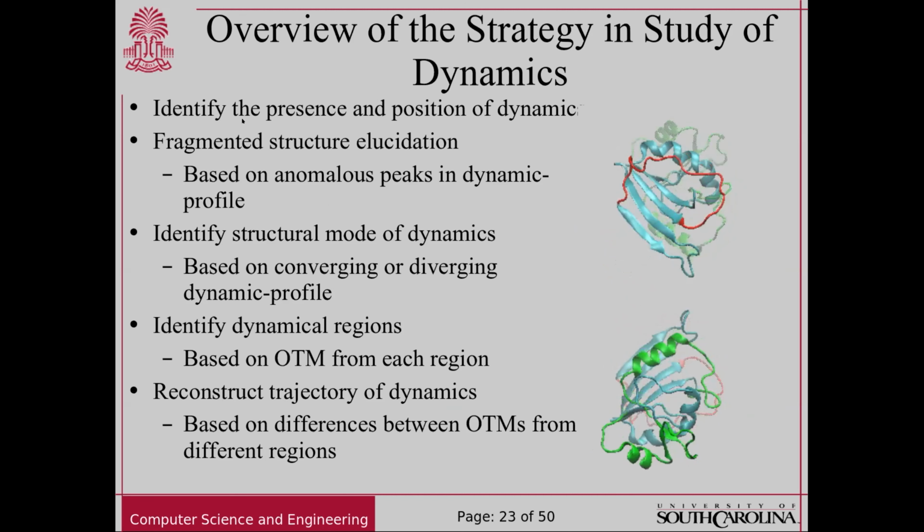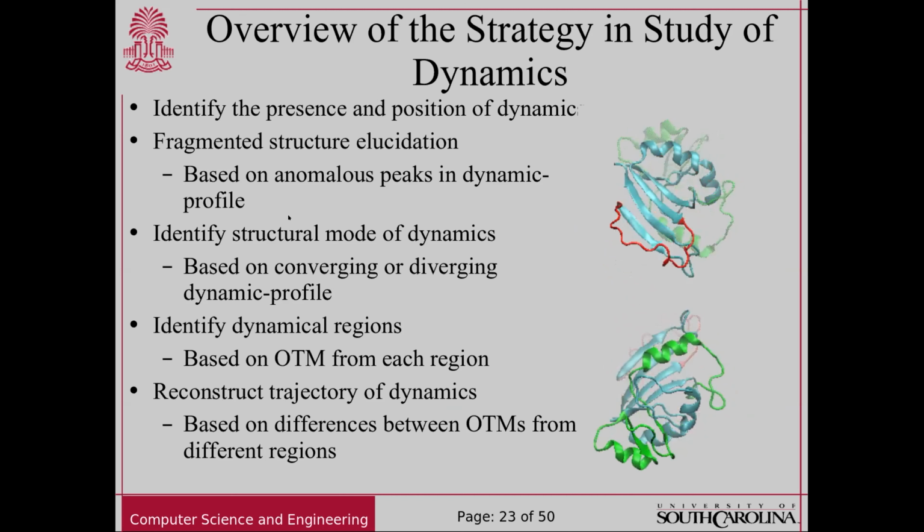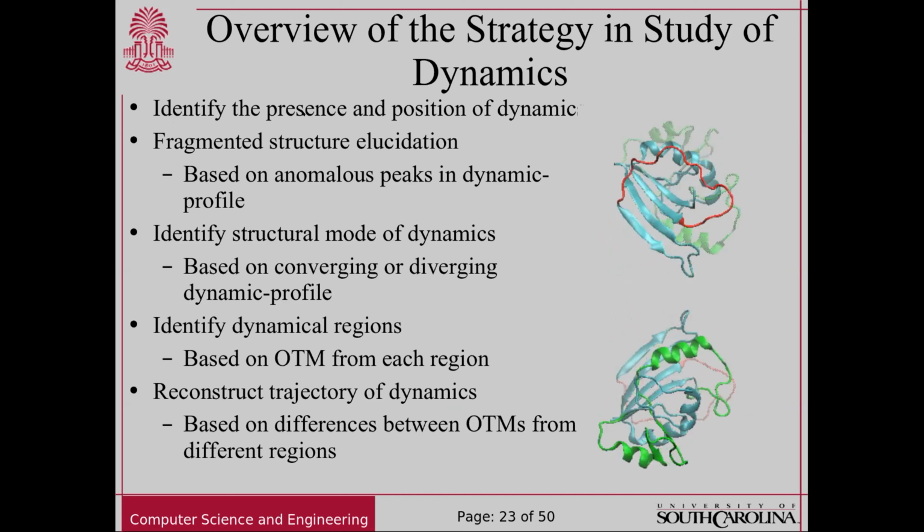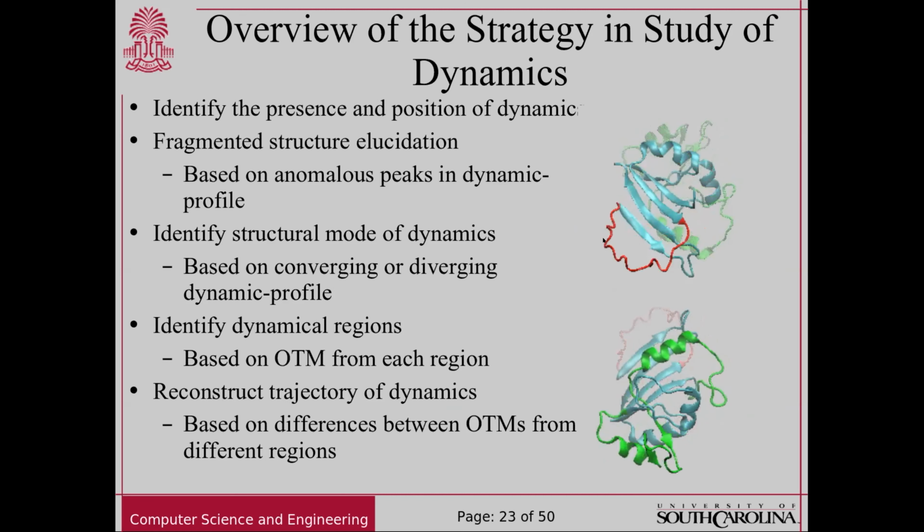So the very first thing that you want to do in your study of the structure of a protein is to be cognizant and aware that at any point you may be embarking into a portion of the protein that is dynamical. Therefore, you need to have a mechanism to identify the presence of dynamics and be able to identify which part of your protein is actually dynamical. For example, in this particular protein, it's the green and the red part.